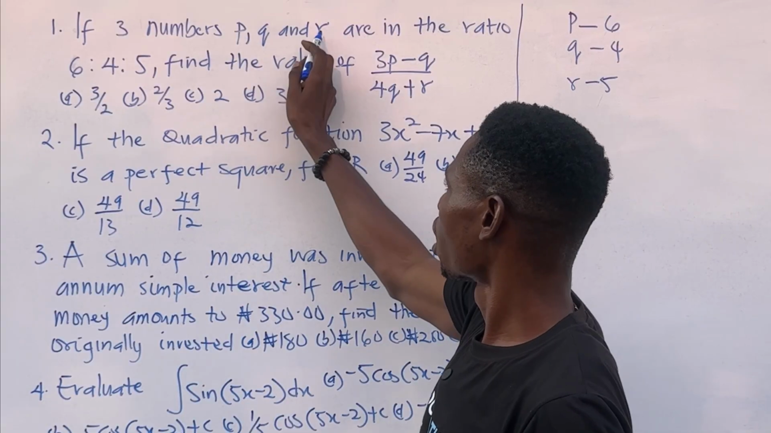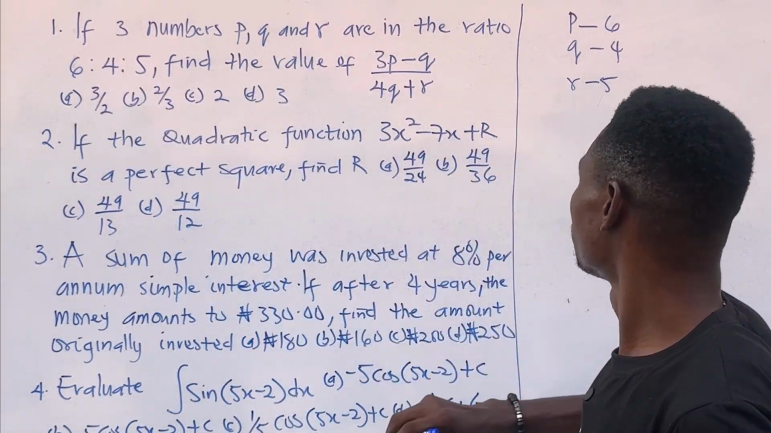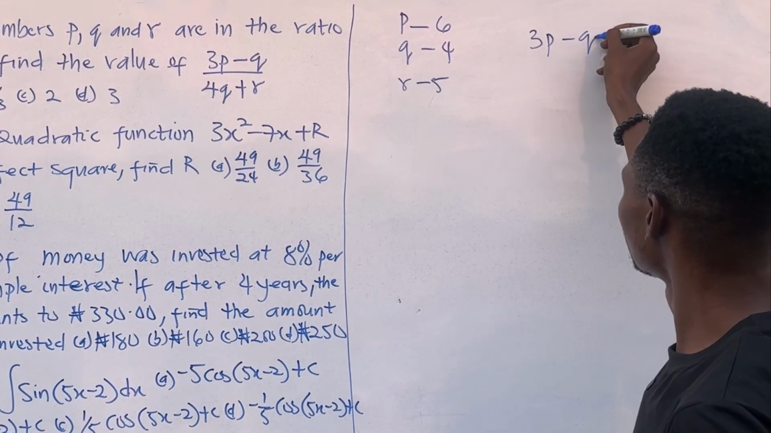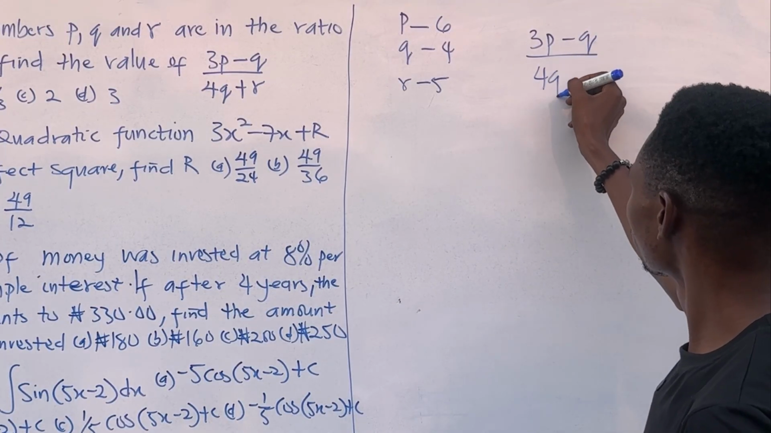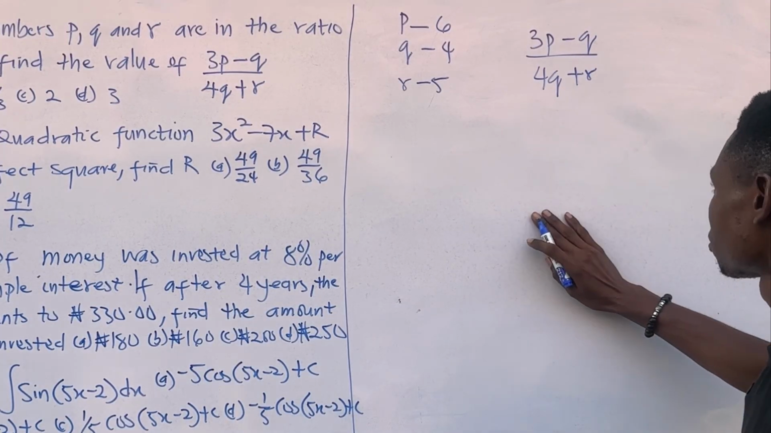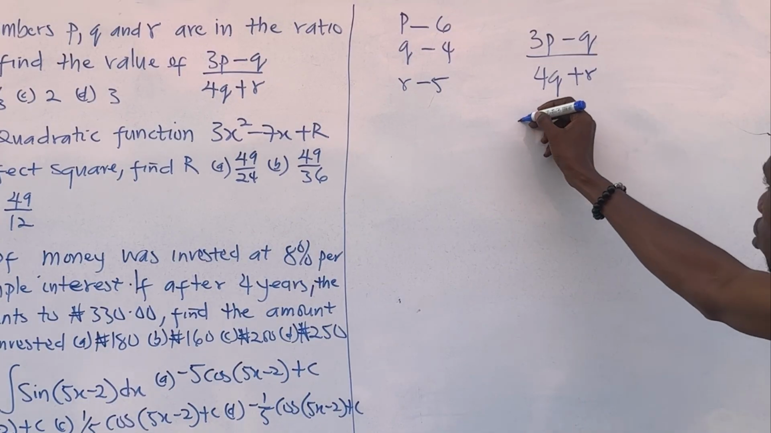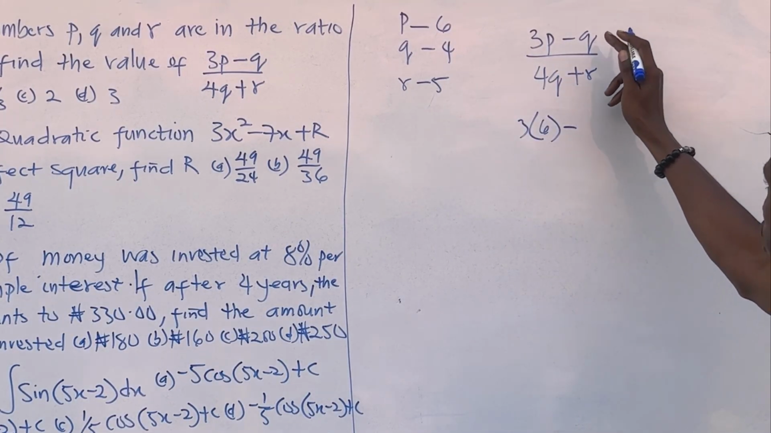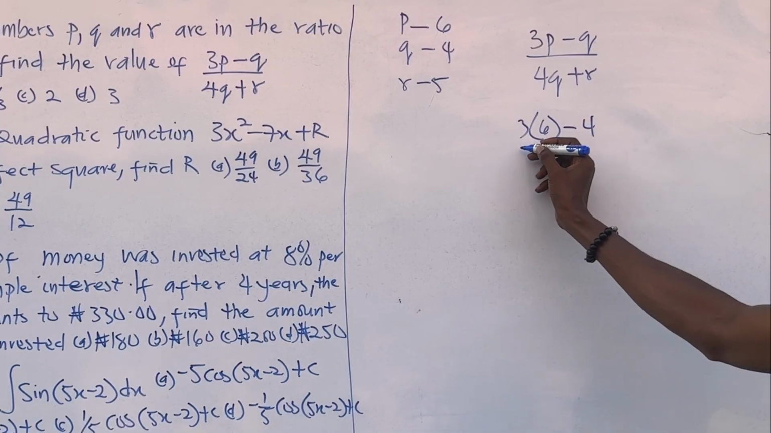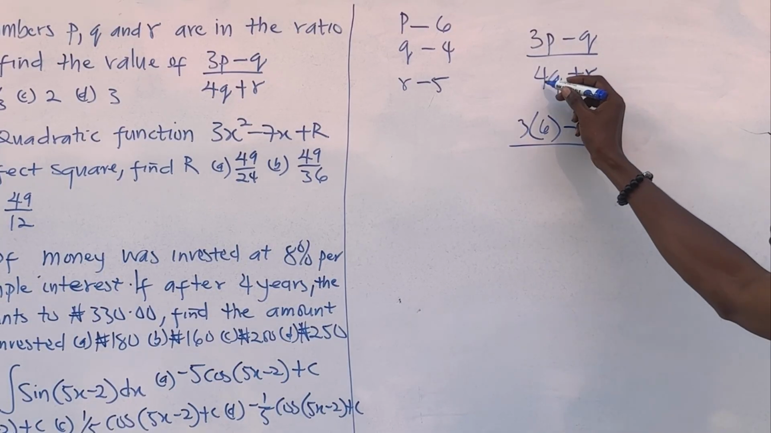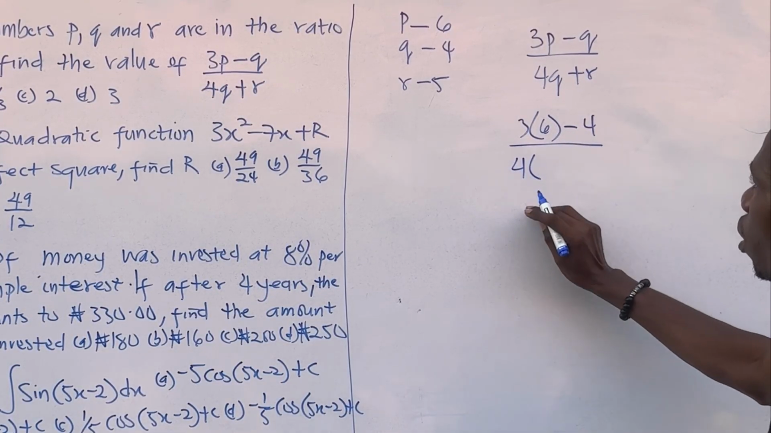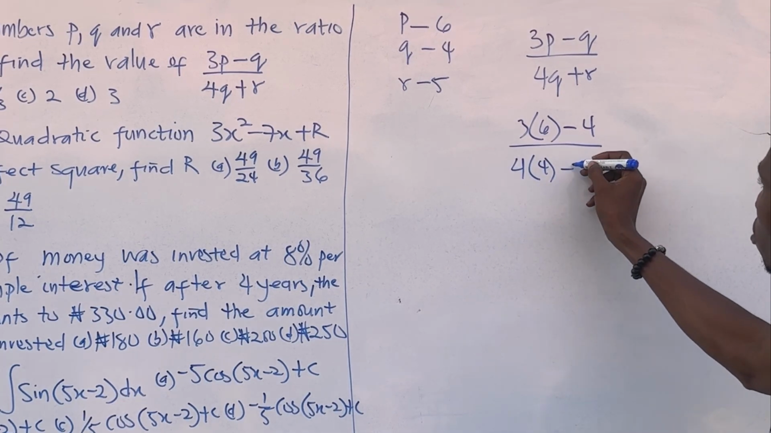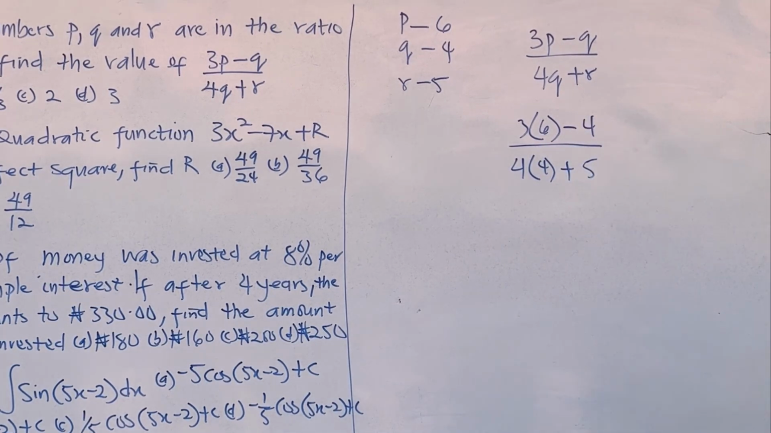So P, Q, R are 6, 4, 5. Now I want to find 3P minus Q over 4Q plus R. So 3P will be 3 times 6, P is 6, minus Q, which is 4, all over 4Q. So 4, what's our Q? Q is 4, right? Plus R, which is 5.